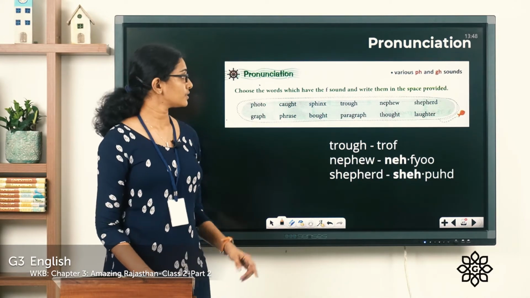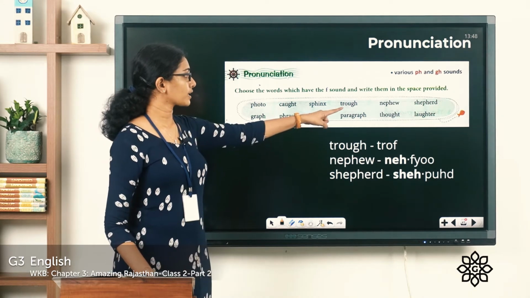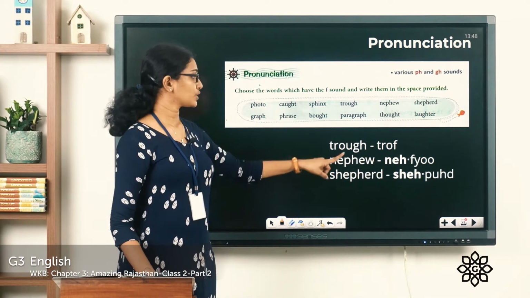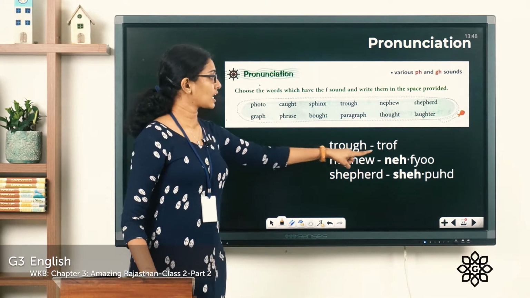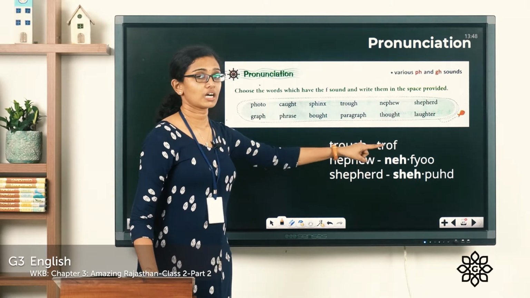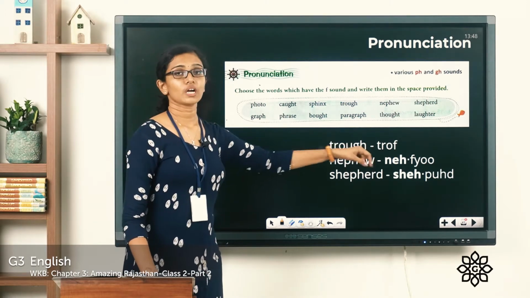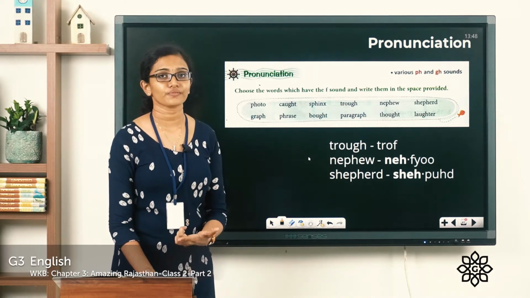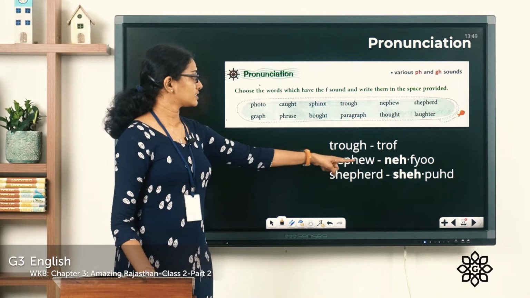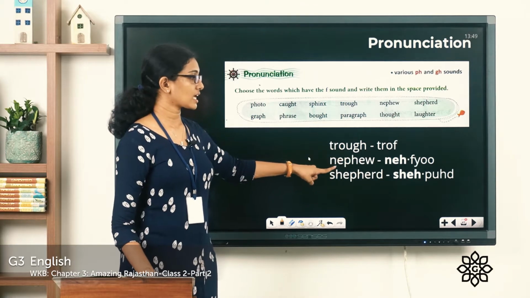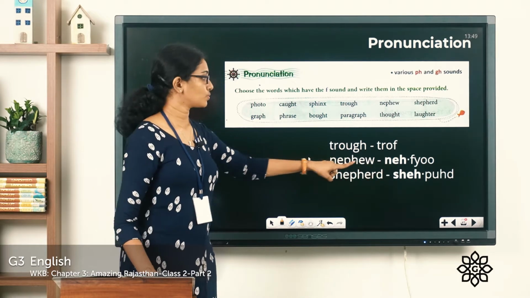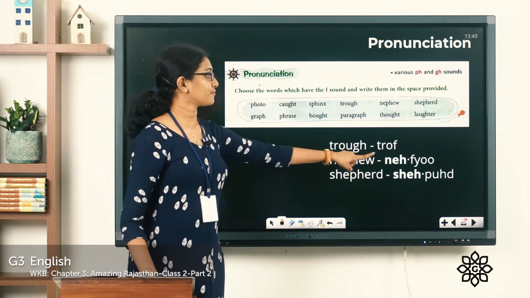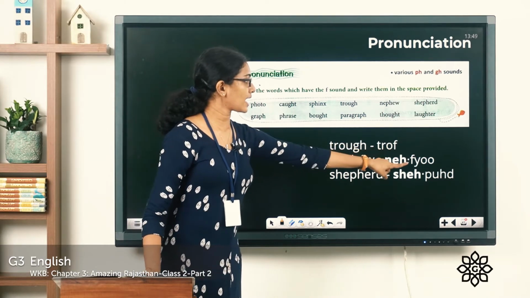Now let's look at the rest of the words. The fourth one here, how do you read this? You read this word as trough. How do you read it? Trough. You draw water from a well using a trough. The next word, how do you read this? Nephew. How do you read this? Nephew. So these two words have an F sound.